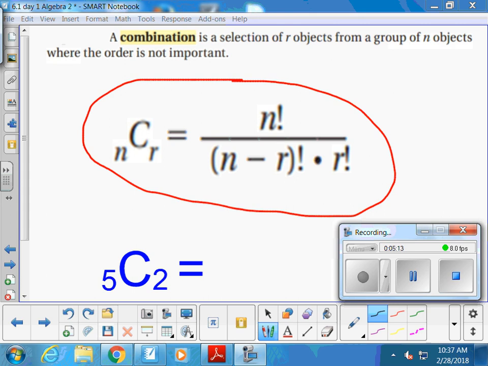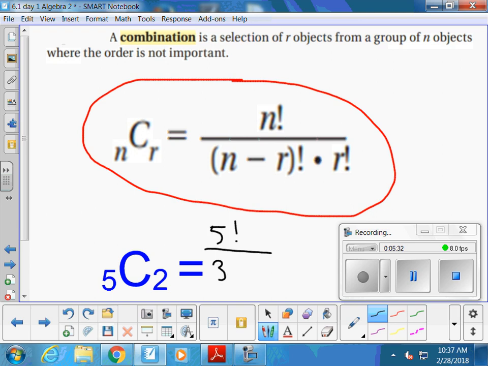Okay, so let me explain how we're going to use the formula to do 5 choose 2. Five puppies, I'm going to choose 2 for my trip. The number right here, which is my 5, will go on top with the factorial. On the bottom, you will do n minus r, so 5 minus 2, and put that as a factorial, so it will be 3 factorial. And then you will do 2 factorial.